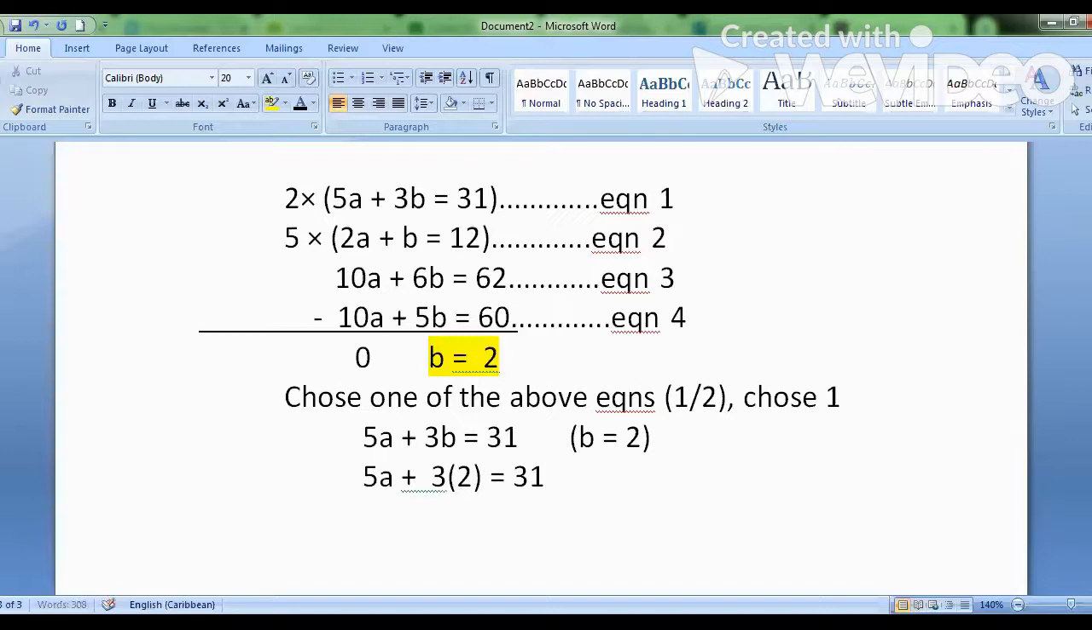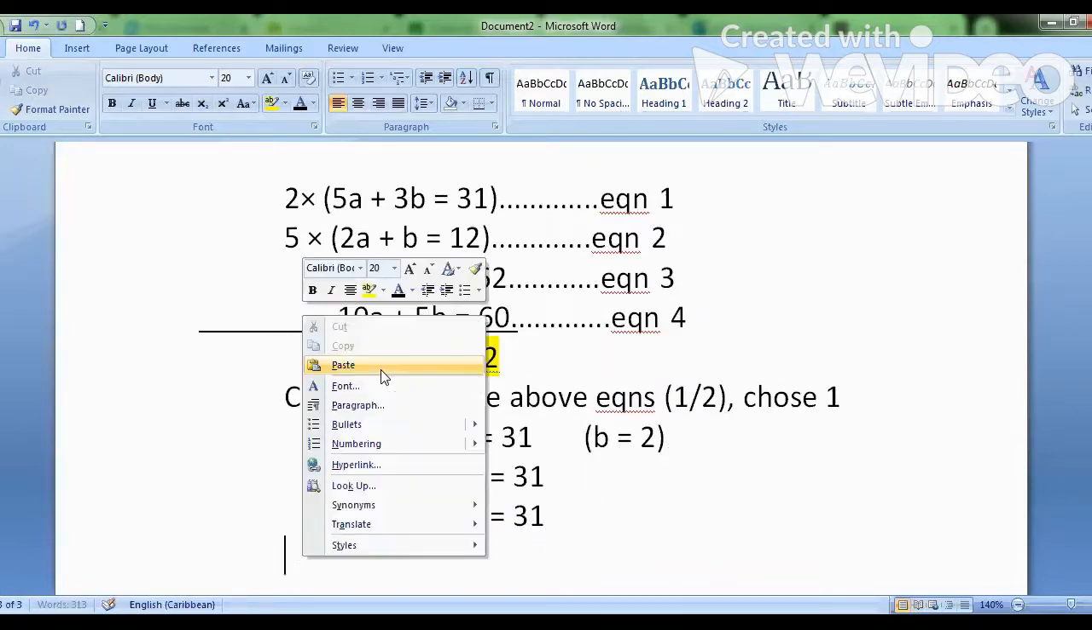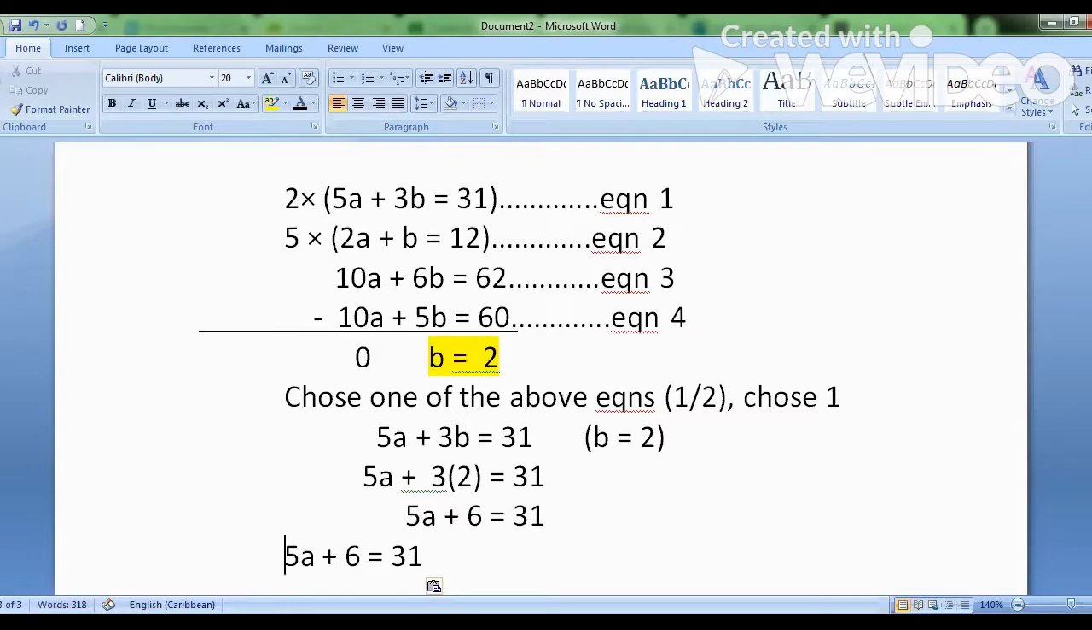So you've got 5A plus 6 equals 31. We notice it becomes a simple linear equation, not true? And then now we're going to subtract 6 from 31. Take away 6.